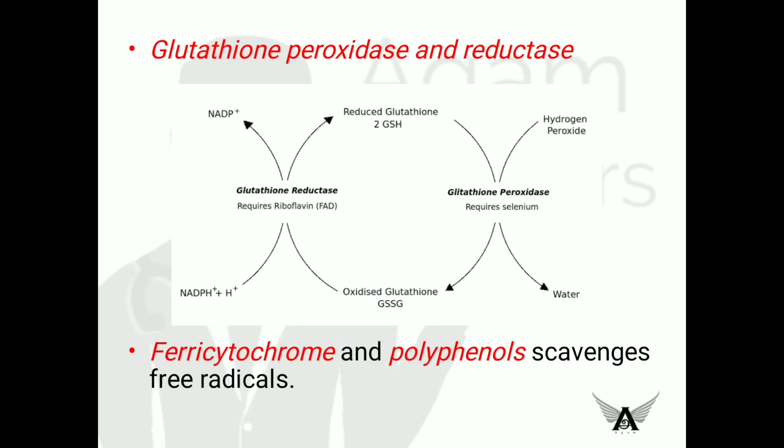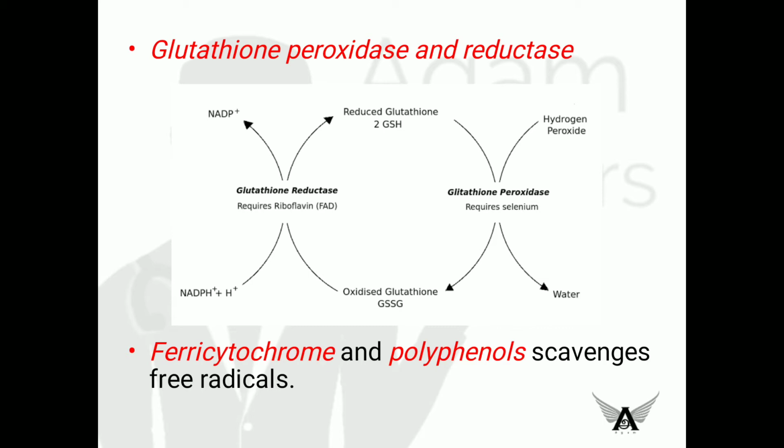For that, we have another enzyme, glutathione reductase. This oxidized glutathione, in the presence of NADPH and glutathione reductase, is converted to reduced glutathione and NADP+. And this glutathione reductase requires riboflavin as the coenzyme. Yes, we have generated reduced glutathione, so the glutathione peroxidase reaction can take place.